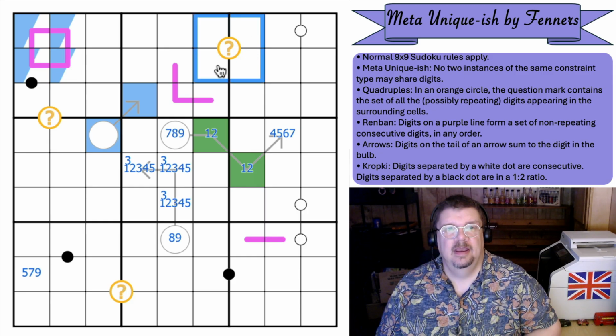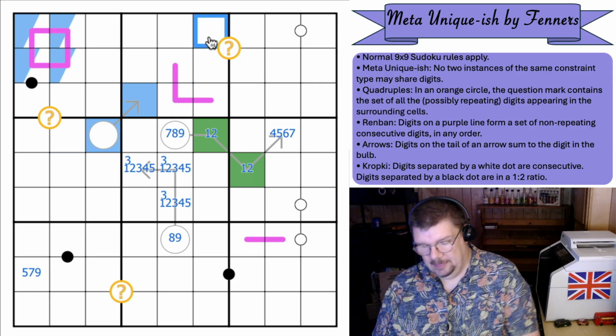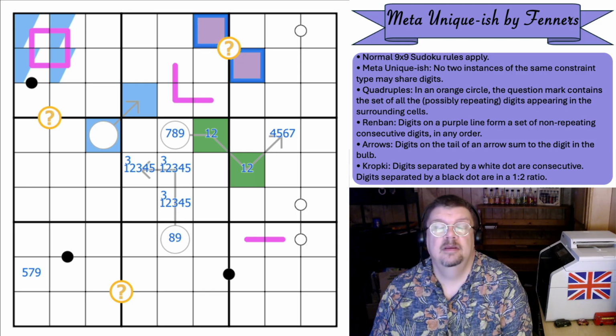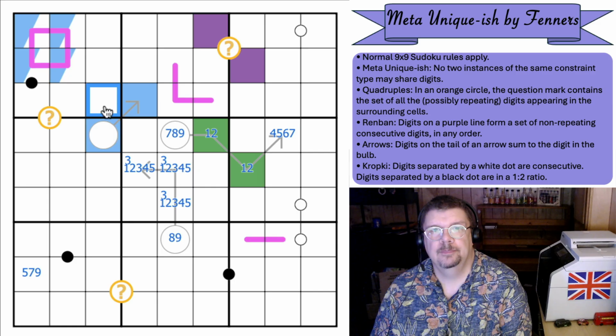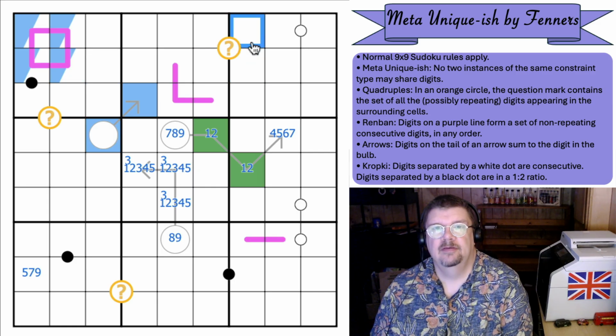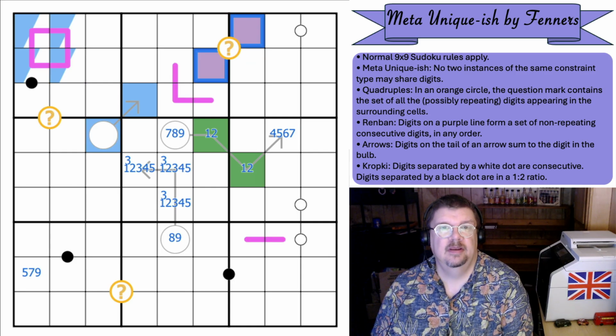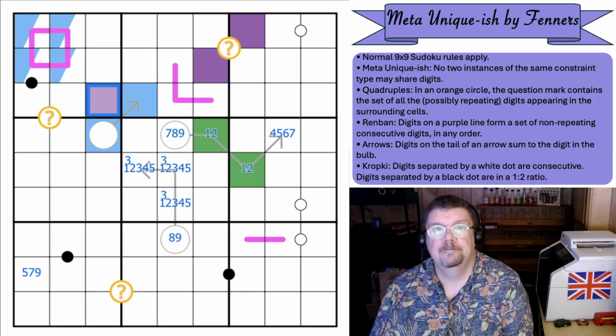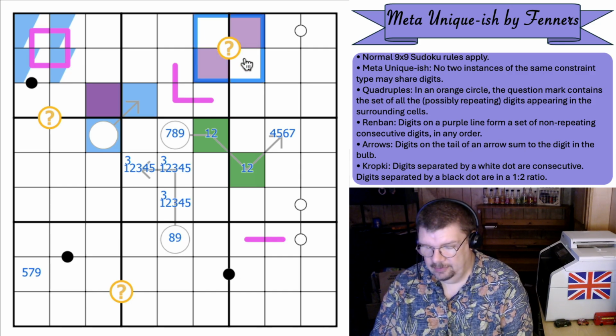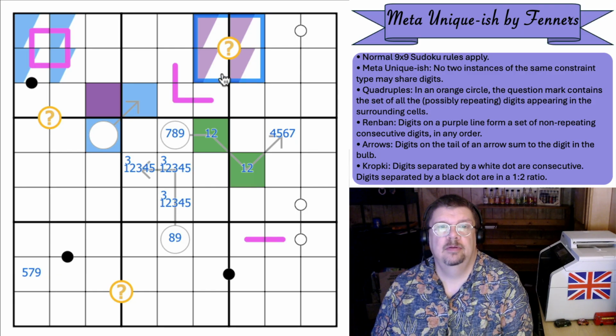Okay, so let's have a look at the interaction here again. Let us suppose that this is my repeated digit. Where does that go in this box? It can't go in any of those. It can't go on the other quadruple, so it must go there. But if this is my repeated digit instead, it can't go on any of those. It can't go on the other quad, so it must go there. So either way, it goes there. So I am going to do that. So this purple is my repeated digit, and it's the same as that one.